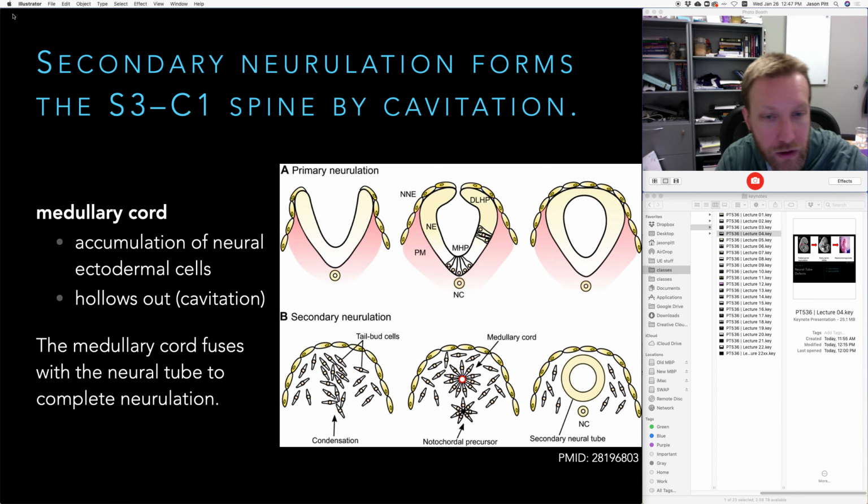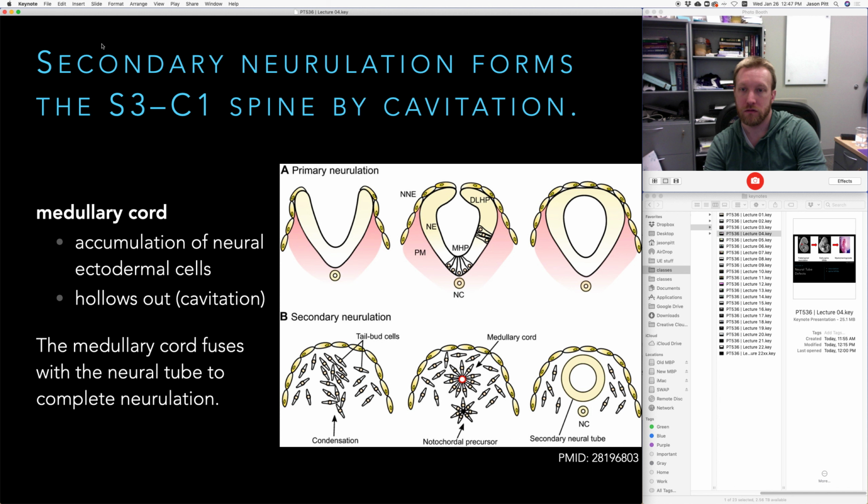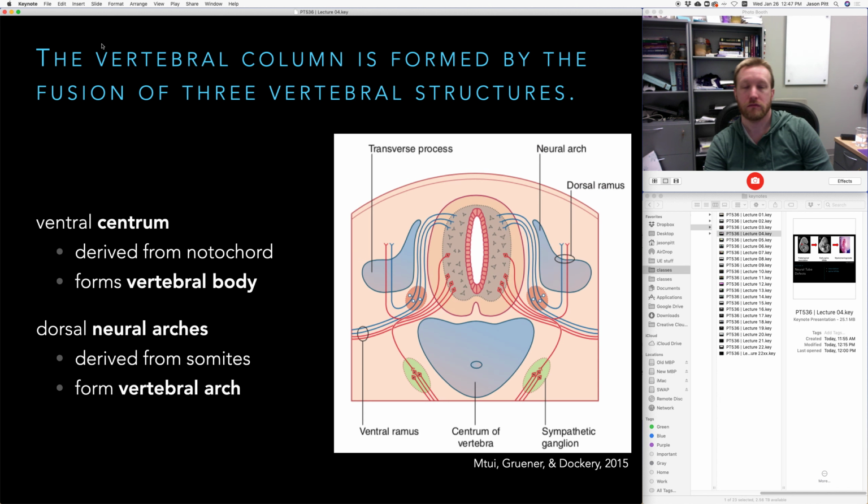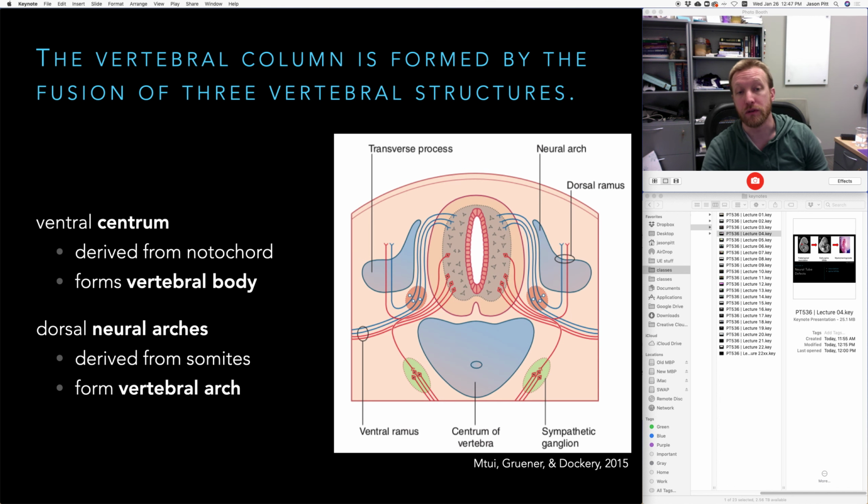And now we have ourselves a complete spinal cord. So primary neurulation is where we take the ectoderm and fold it over to form a tube. Secondary neurulation is where we take a solid rod called the medullary cord and then hollow it out. Again, to make a tube. It's all about making a tube.